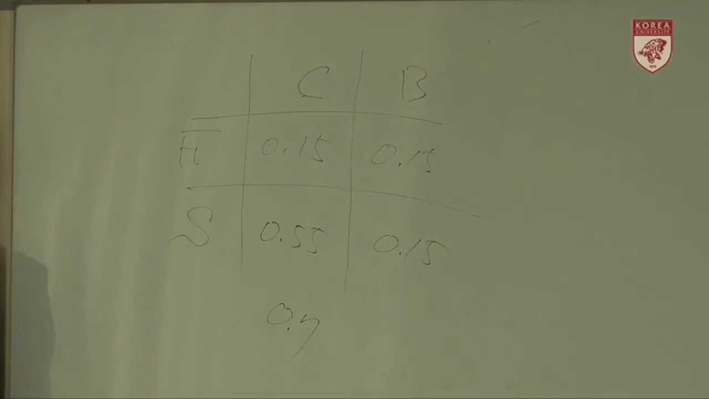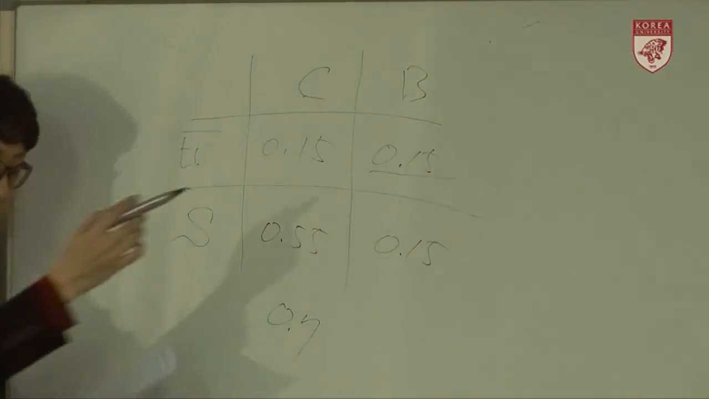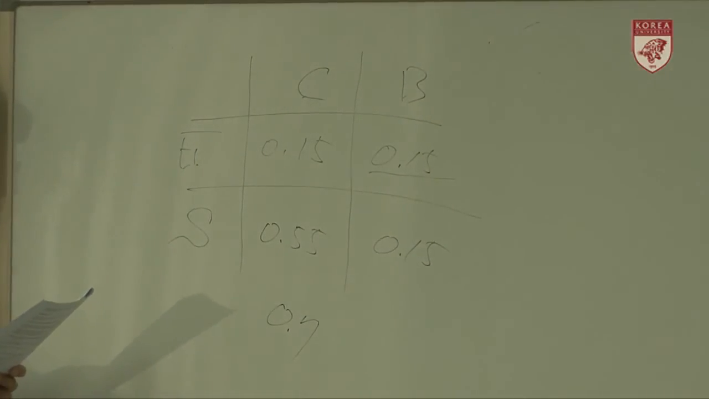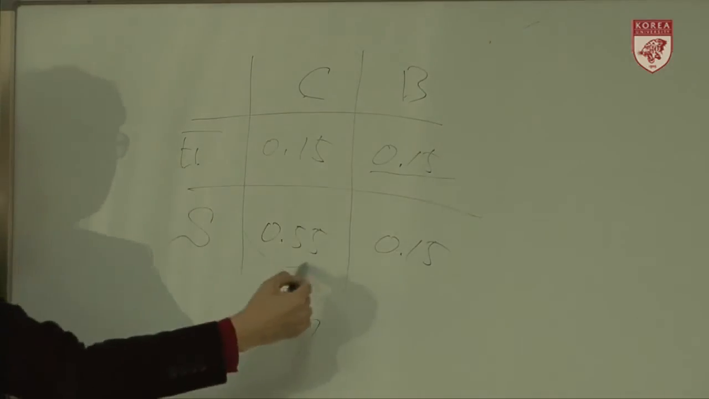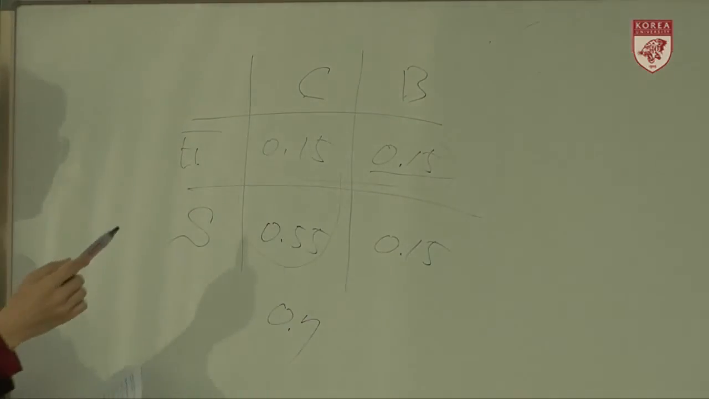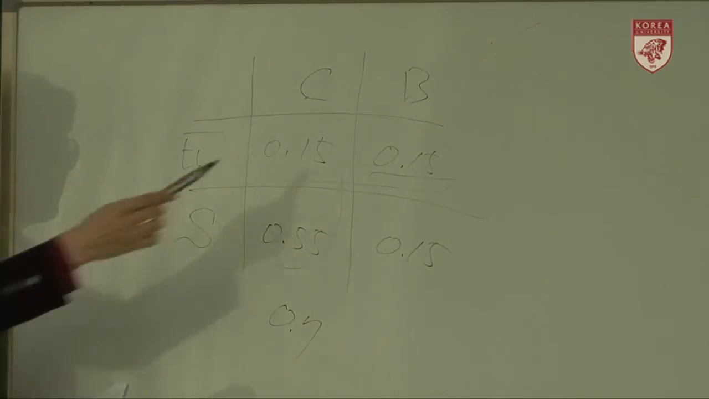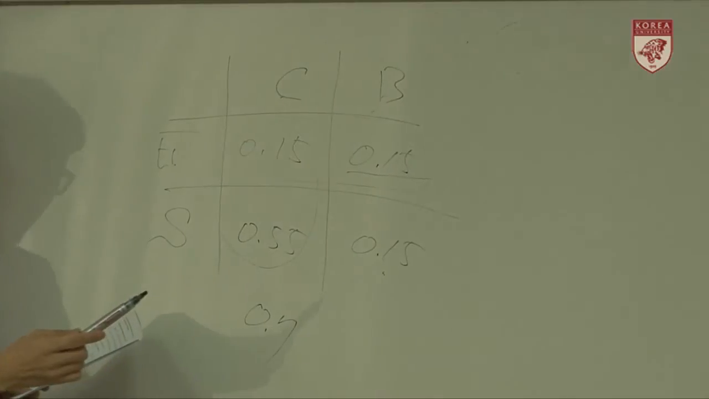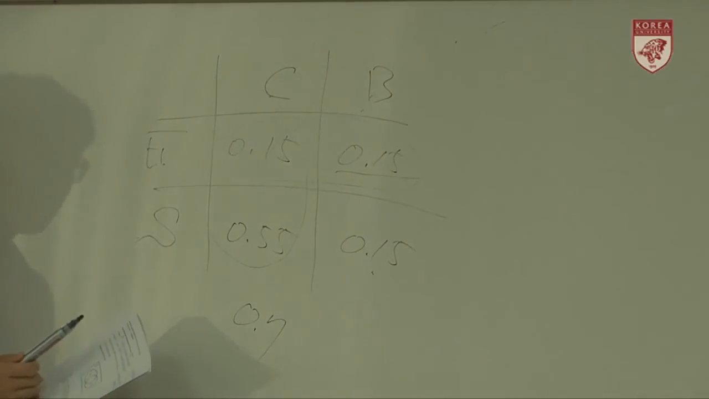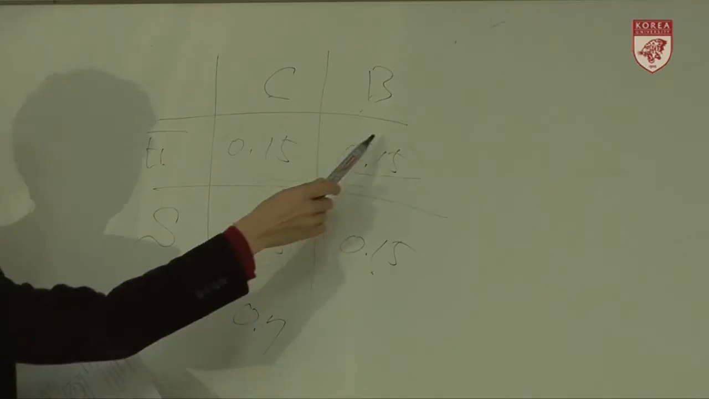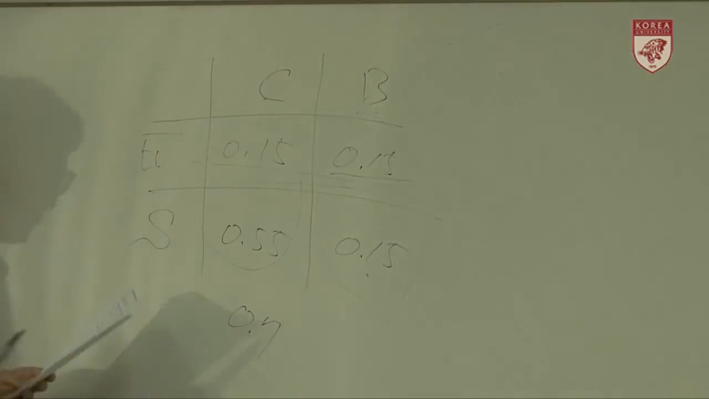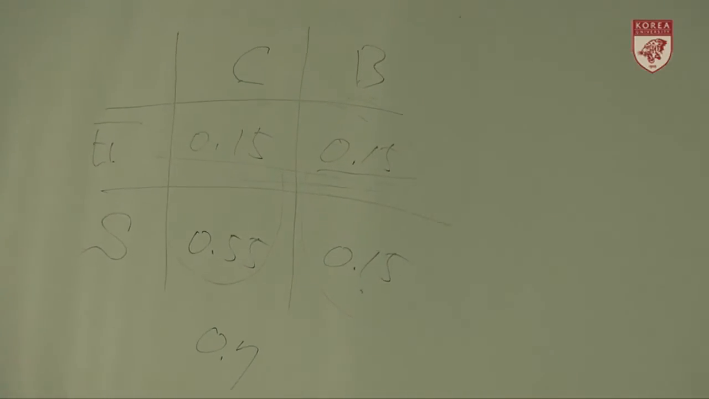Then you can easily calculate all of them. What's the probability of BF, that means fast bike, 0.15. And what's the union of C and F? C and F, that is 0.85. And what's the BS? BS is this one. And what's the union of B and F? Union of B and F is this one and this one. So 0.45. Okay?